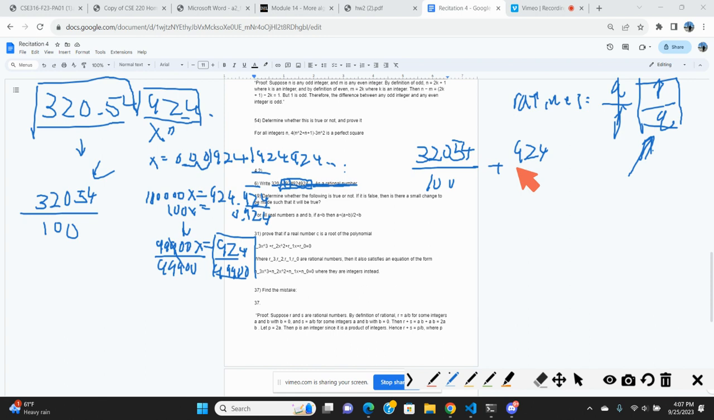Hence, we have proved the assertion that if a number c, let's just substitute c for all x's here, satisfies it, then it also satisfies an equation of this form.